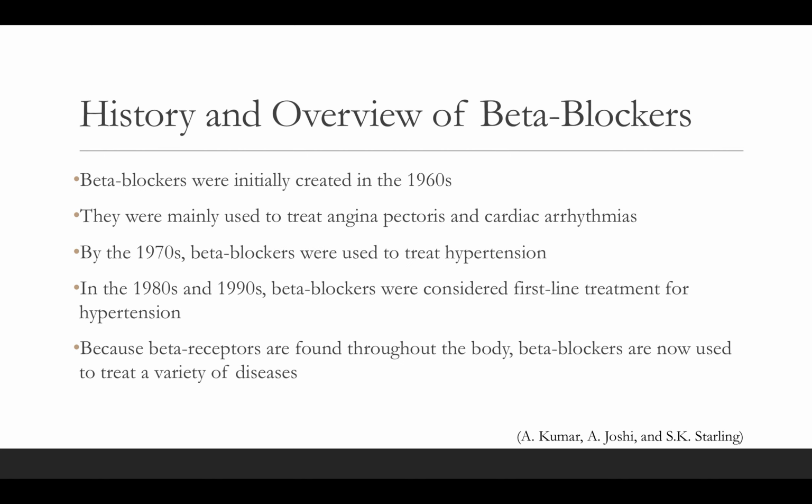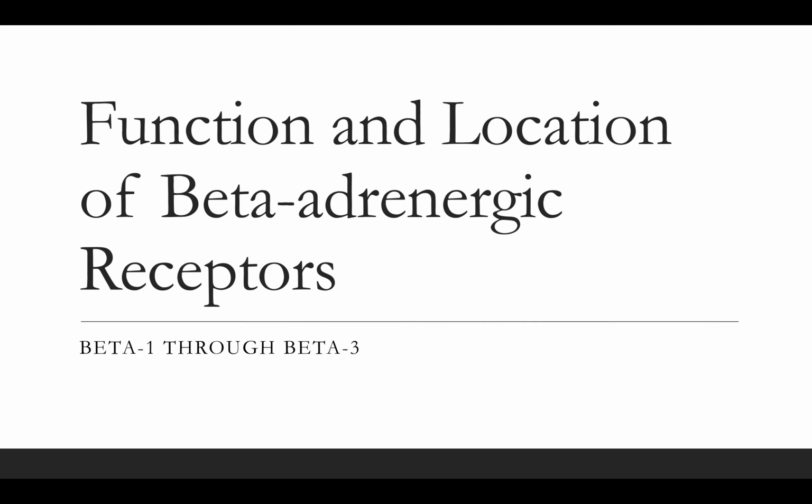So we're going to start out with a very brief history of beta blockers first. I wanted you to understand the timeline involving when they were created and what they were used to treat, as they were progressively becoming more popular and being prescribed. They were initially created in the 1960s, mainly used to treat angina pectoris and cardiac arrhythmias. By the 1970s, beta blockers were used to treat hypertension, or high blood pressure. In the 1980s and 1990s, beta blockers were considered first-line treatment for hypertension. Because beta receptors are found throughout the body, beta blockers are now used to treat a variety of diseases.